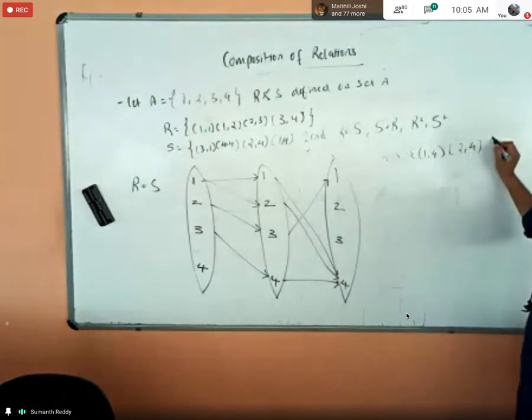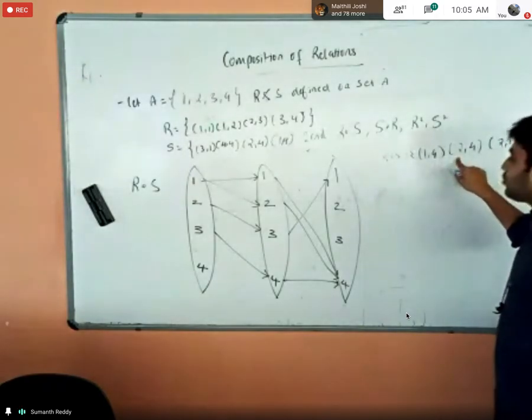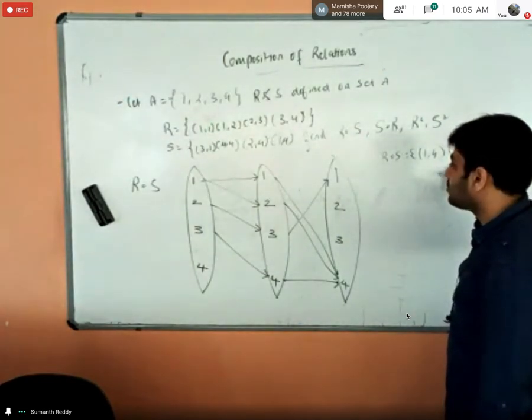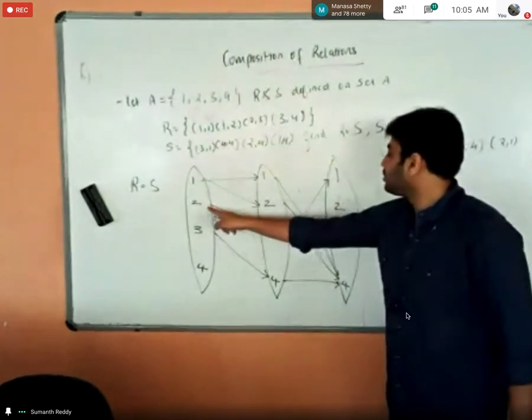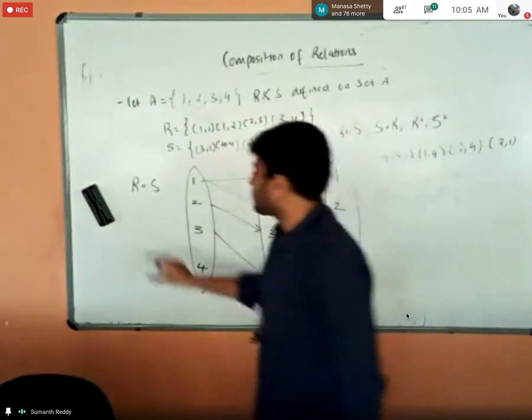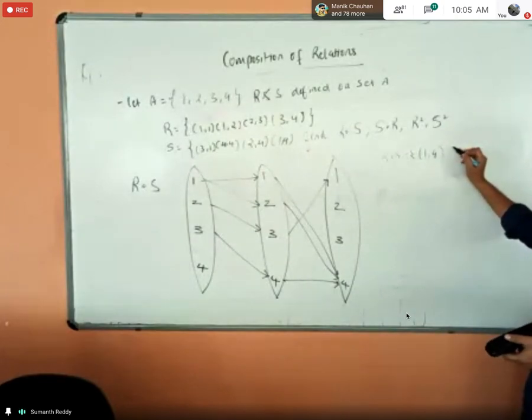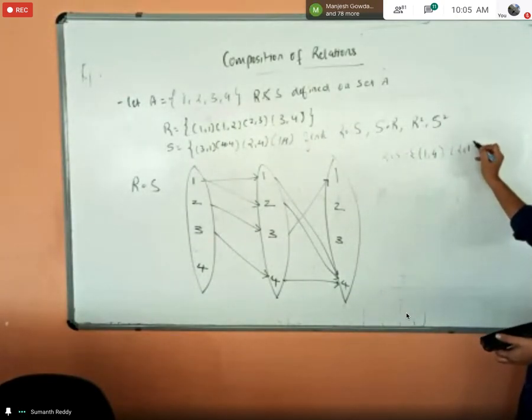So I can write (2, 1). Okay, I think (2, 4) is not possible. Yeah, (2, 4) is not possible because 2 leads to 3. Actually, (2, 4) is not possible. (1, 4) is correct, and further (2, 1) is correct.